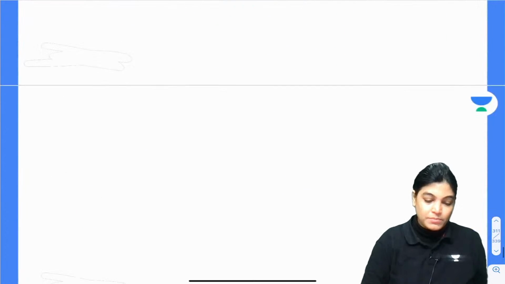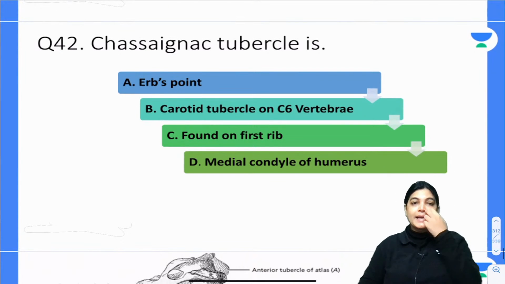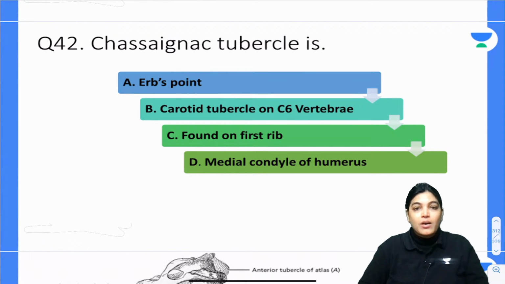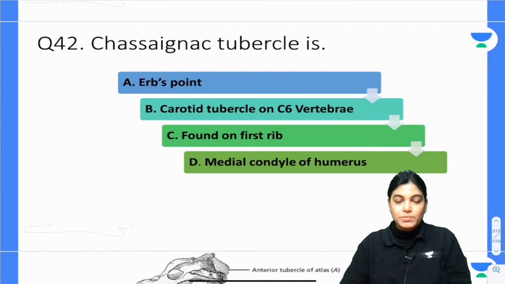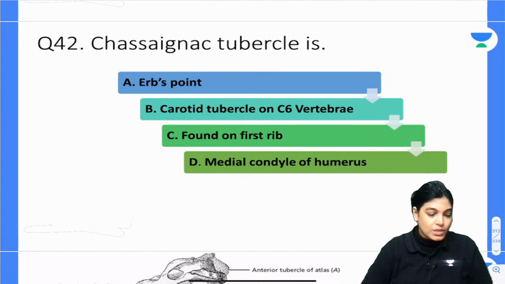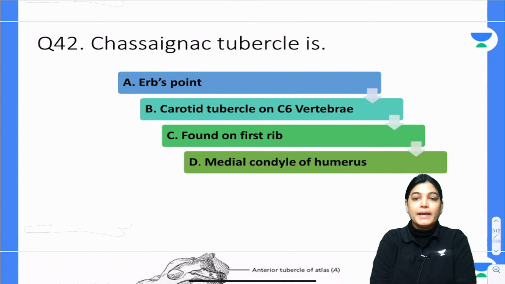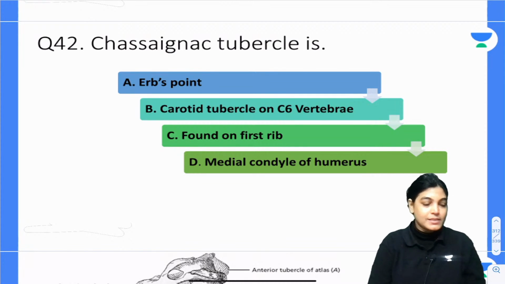Let's move on to question number 42. What is Chassaignac's tubercle? Is it the carotid tubercle of the C6 cervical vertebra, is it found on the first rib, or is it found on the medial condyle of the humerus? Question number 42, please mark the correct answer.